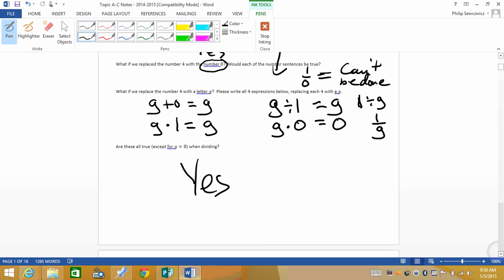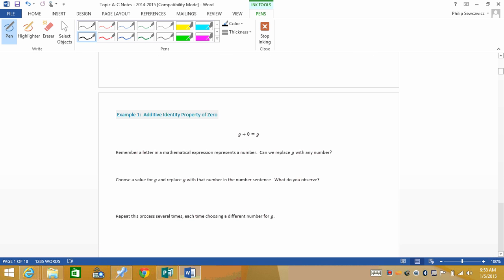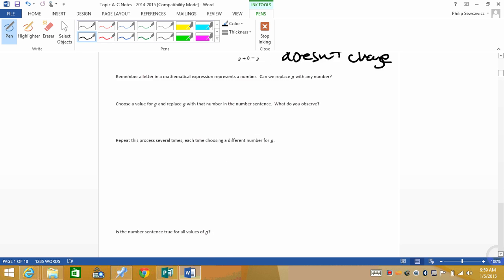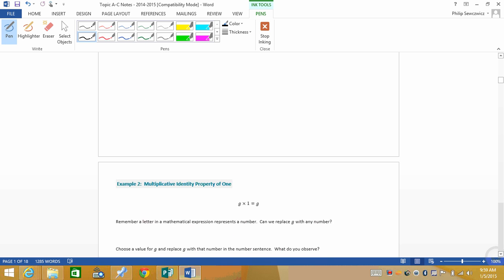These are referred to as identity properties. We're going to have different ones that we come to here. In general, these are properties, and they are things that are always true in math. If you take something and you add 0, it's not going to change it. It's going to keep it the exact same thing. That's all we want you to take away from it. Add 0, it doesn't change. Don't worry about repeating the process. If you add 0, it's not going to change.